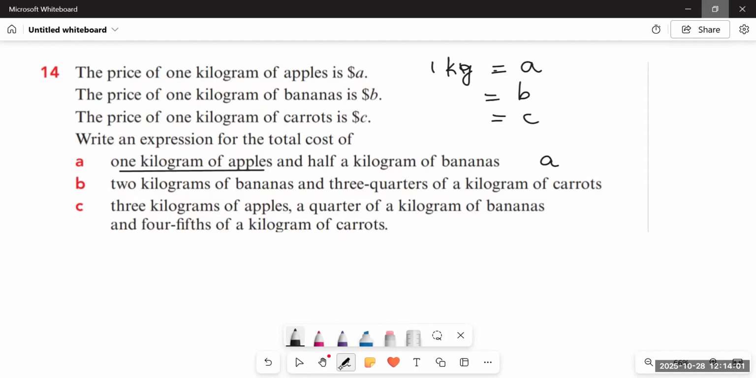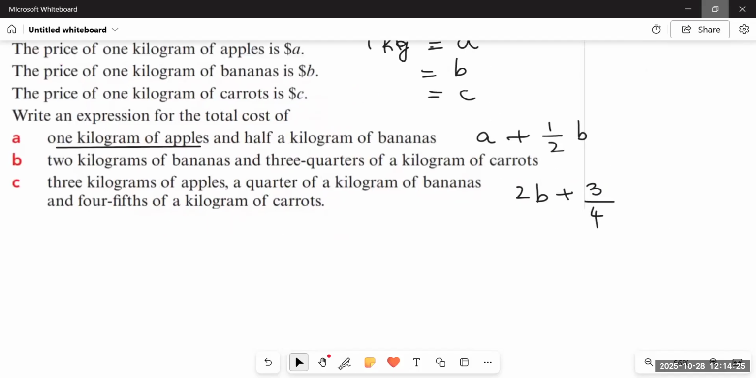Half a kilogram of bananas. So half is 1 over 2B. That's it. Or you can write it as B over 2. 1 over 2B and B over 2 are the same. Similarly, in part B, it says 2 kilograms of bananas. So this time it would be 2B. And 3 quarters. So 3 quarters is 3 over 4. You must know these names of fractions. 3 quarters, 1 quarter is 1 over 4. 3 quarters of a kilogram of carrots, so 3 over 4C. See?